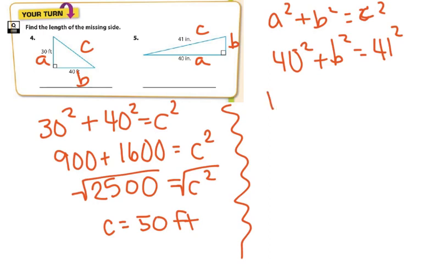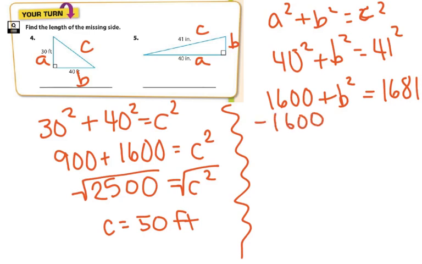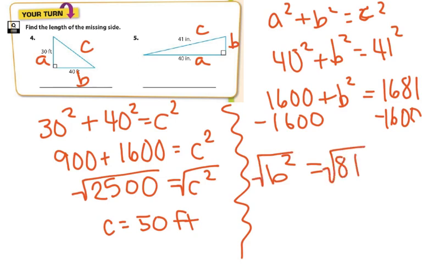40 times 40 equals 1600 plus b squared equals 41 squared, which is 1681. And so I'm going to subtract 1600 from both sides to get that b ultimately by itself, right? So I'm left with b squared equals 81. And so I'm going to take the square root of both sides in order to get the b by itself, and I'm left with b equals 9 inches.